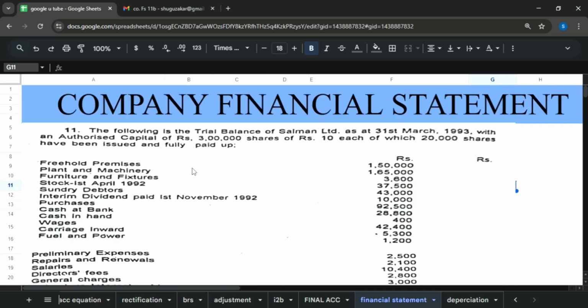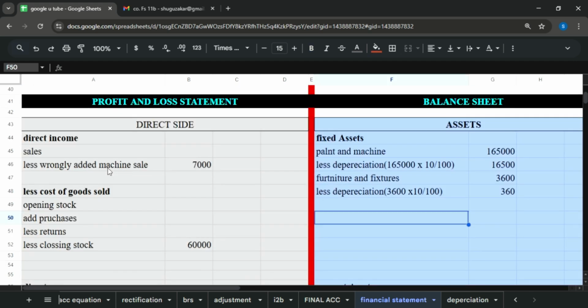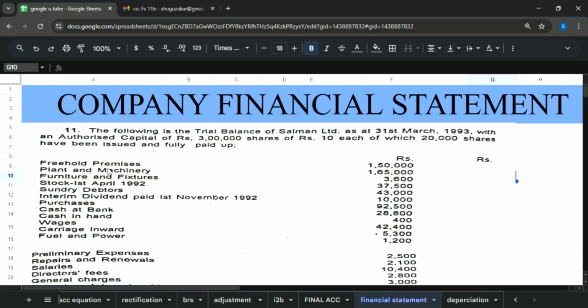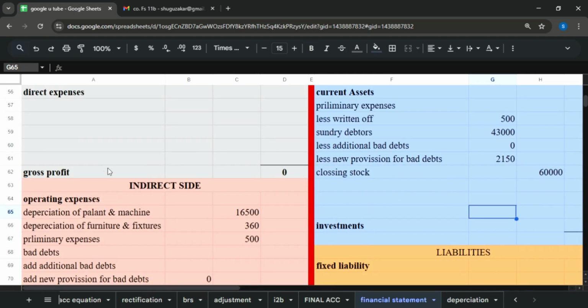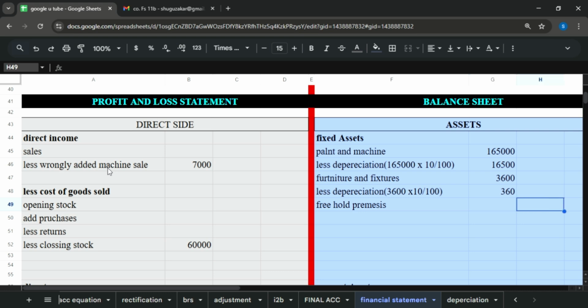Again, there is a bit of undue distance between title and amount. So it is really difficult when you are looking at your system to see which amount is aligned to which title. Anyhow, first, freehold premises. It is your fixed asset. Write down over here, freehold premises, and the amount of premises is 150,000. So write down 150,000 on the fixed asset side.